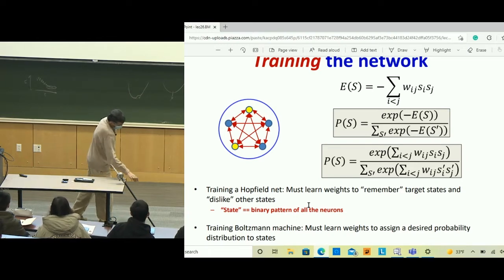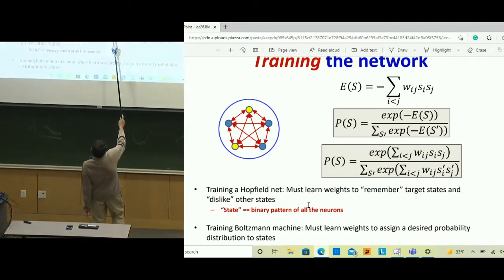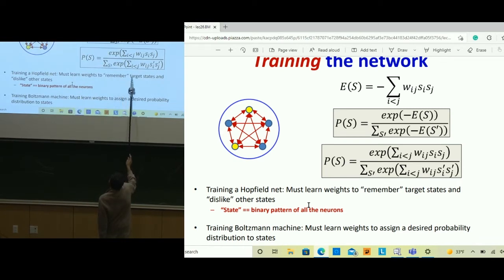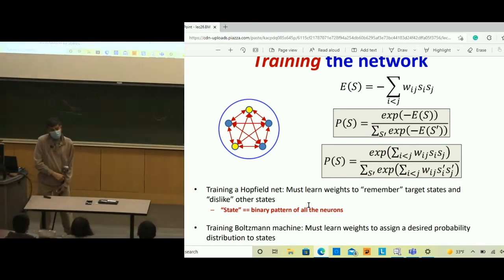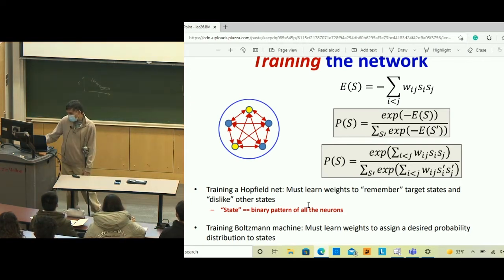So here's what we've got. The probability of any state is e raised to the negative energy of that state, divided by the sum over all states of e raised to the negative energy of that state. By state, we mean the bit pattern, the complete arrangement of bits for all the neurons in the network.